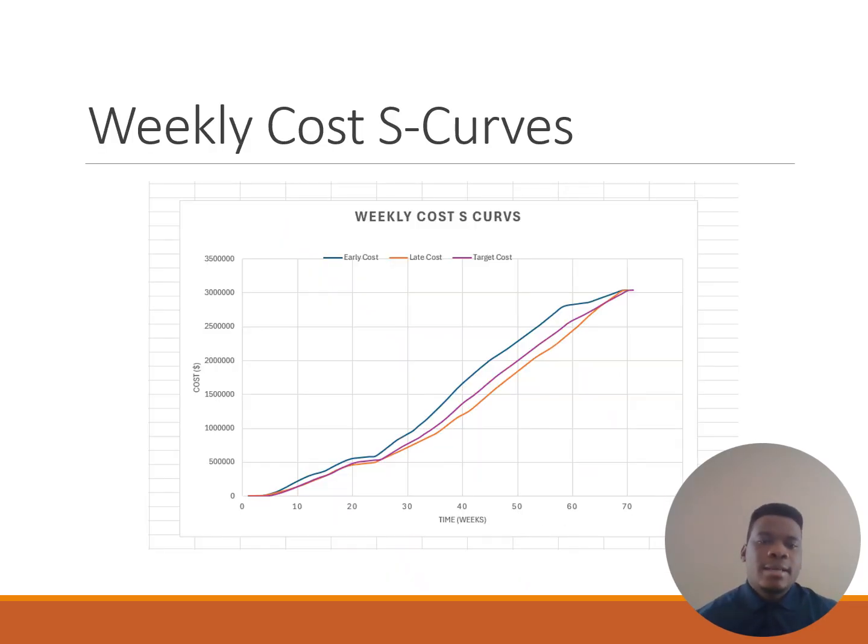This slide compares early, late, and target S-curves. The early curve front-loads the work and reaches the key cost milestones faster. The late curve shifts cost accumulation into later phases. The target schedule sits between the two and reflects a balanced plan for tracking performance. These curves are used for measuring progress and identifying deviations during project execution.